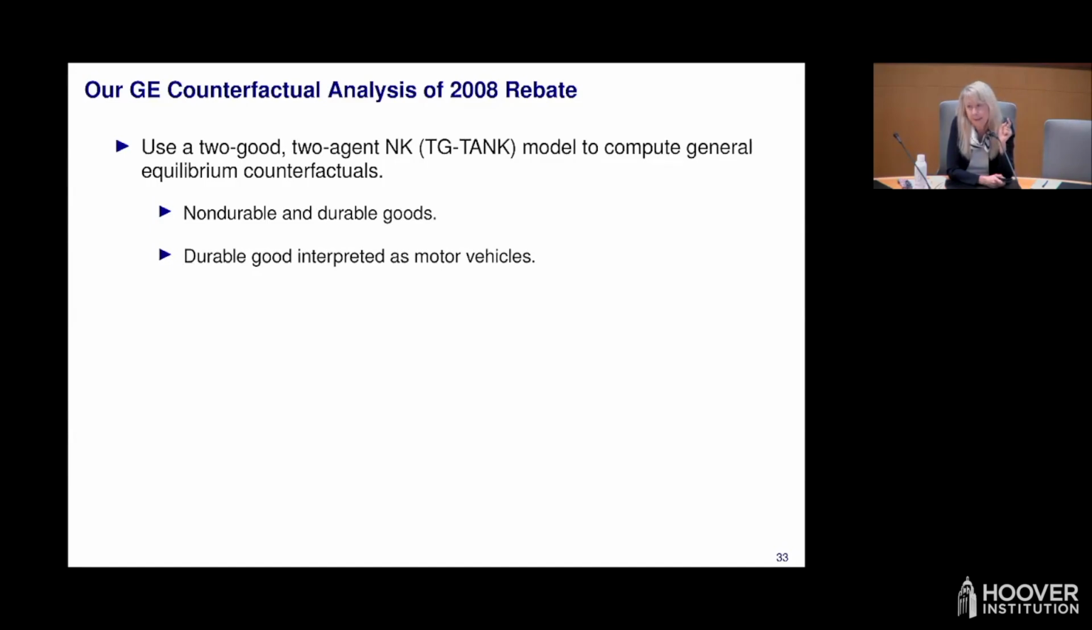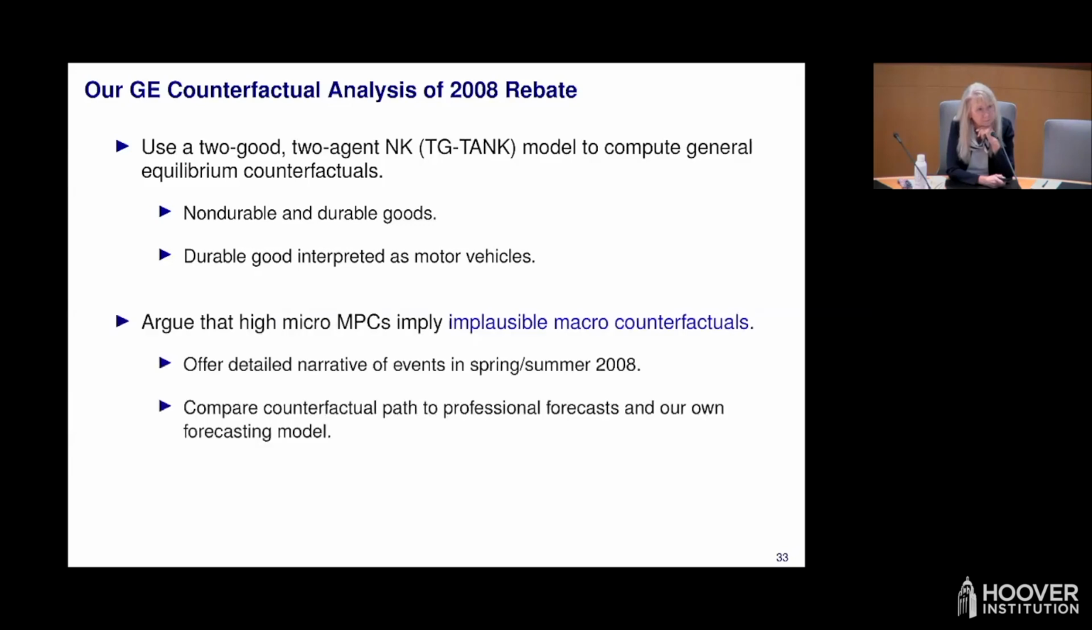We have a two-good, two-agent New Keynesian model, but now we have non-durable and durable goods. And the reason we need to do that is because Parker et al. in that paper found that most of the spending was on durables, particularly motor vehicles. So in our model, we interpret the durable good as motor vehicles. Now, we argue that the high micro MPCs imply implausible macro counterfactuals. We offer a detailed narrative of the events in spring and summer 2008, and we compare the counterfactual path to the professional forecasts and our own forecasting model.